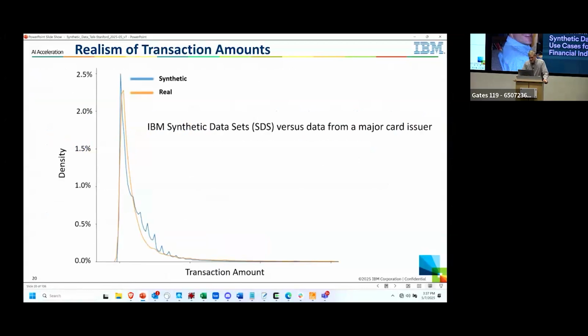So in terms of realism, how well does this actually work? We're lucky enough to work with a large card provider at one point in all of this work. And they never showed us any of their real data, just like the problem I was complaining about at the start, but they did give us some histograms like this one. And this is showing transaction amounts versus relative frequency. And you can see the blue and the yellow here line up almost exactly.